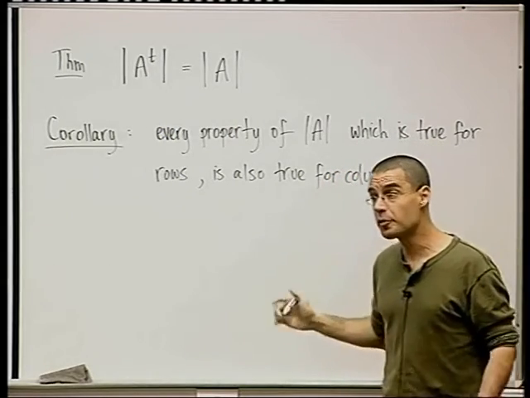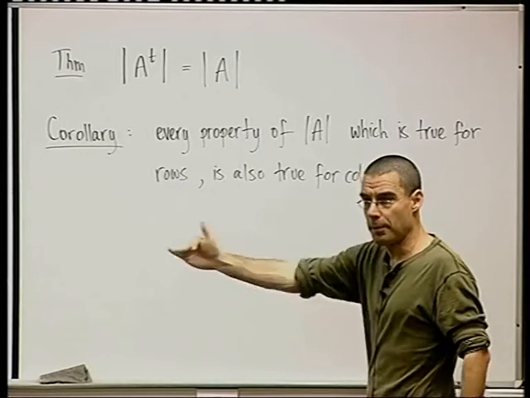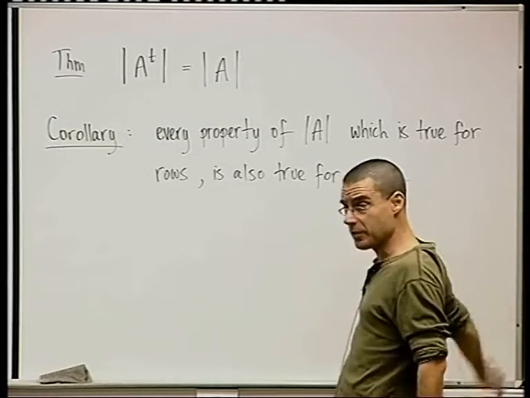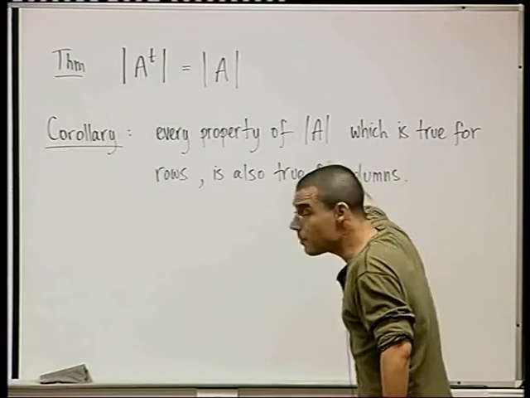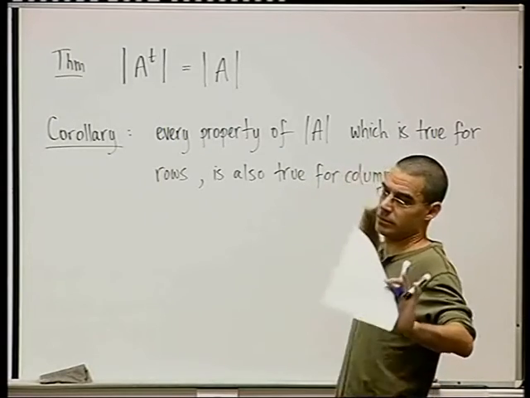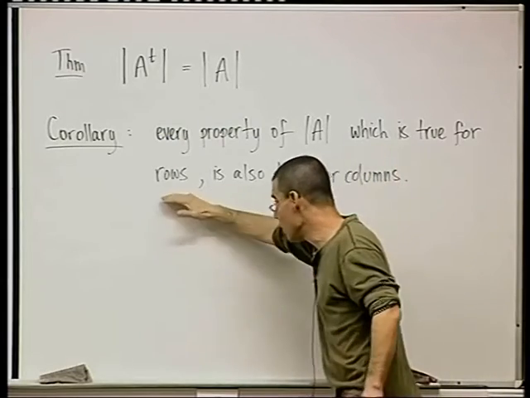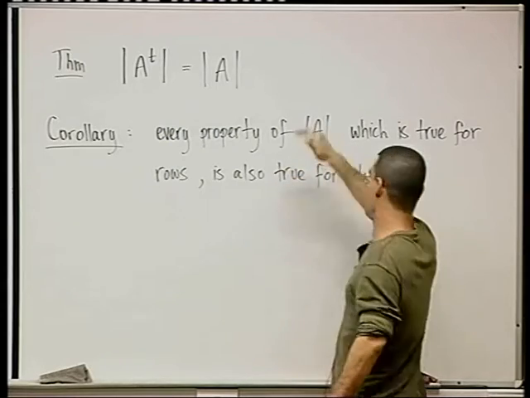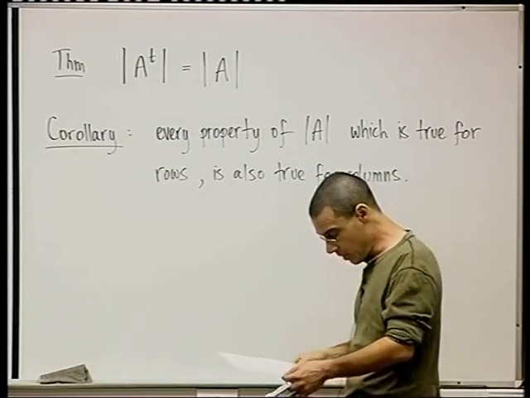This is very different than, for example, what we had about row operations and column operations. Row operations can give you something completely different than if you do column operations, right? But as far as the determinant goes, things you do to rows and statements about rows in the determinant translate to statements about columns in the determinant. Okay? Good? Okay.